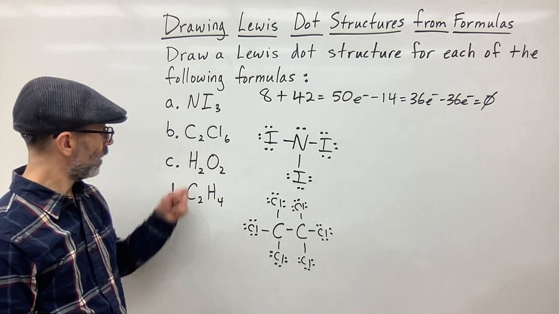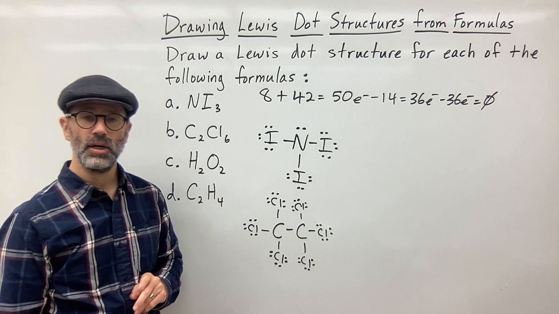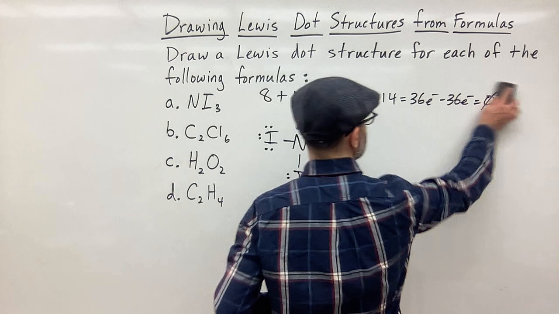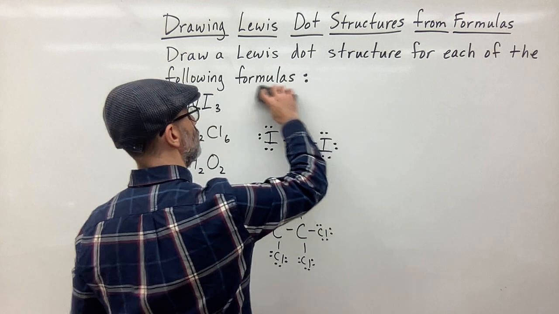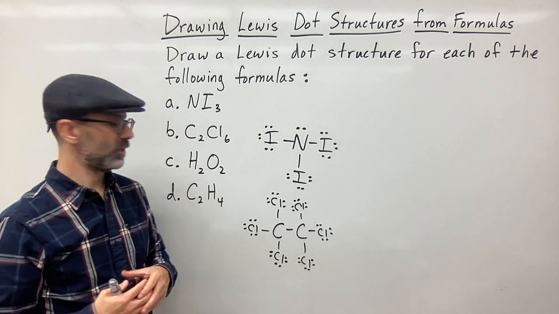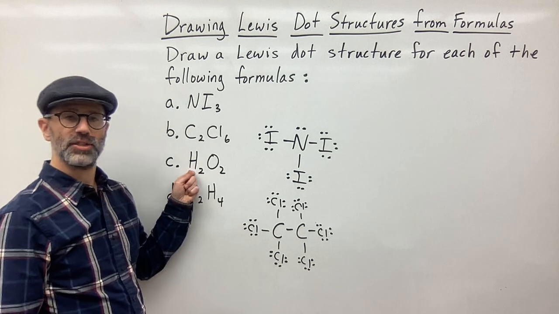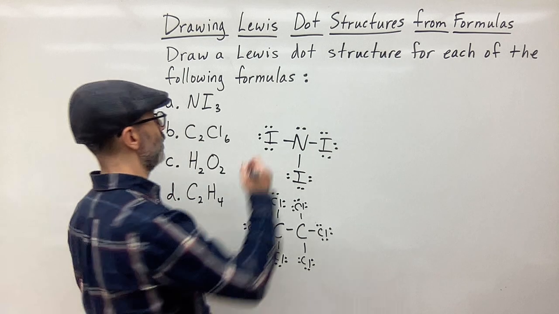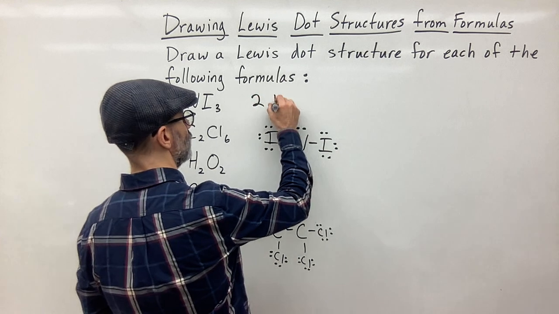C2Cl6. Okay, what about B? H2O2, hydrogen peroxide. So again, let's erase this, give ourselves some room. The first step is going to be adding up all the valence electrons. Hydrogen is in group 1, that's 1 valence electron. I have 2 hydrogens, so that's going to be 2 total from the hydrogens.